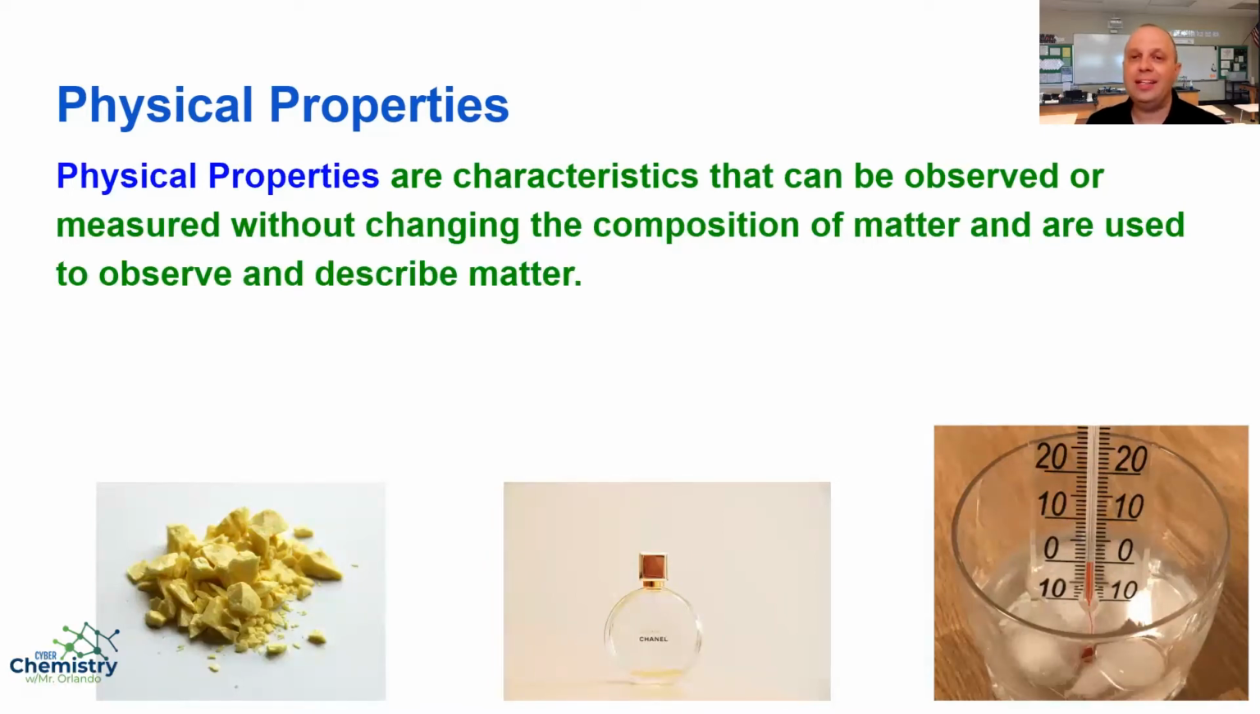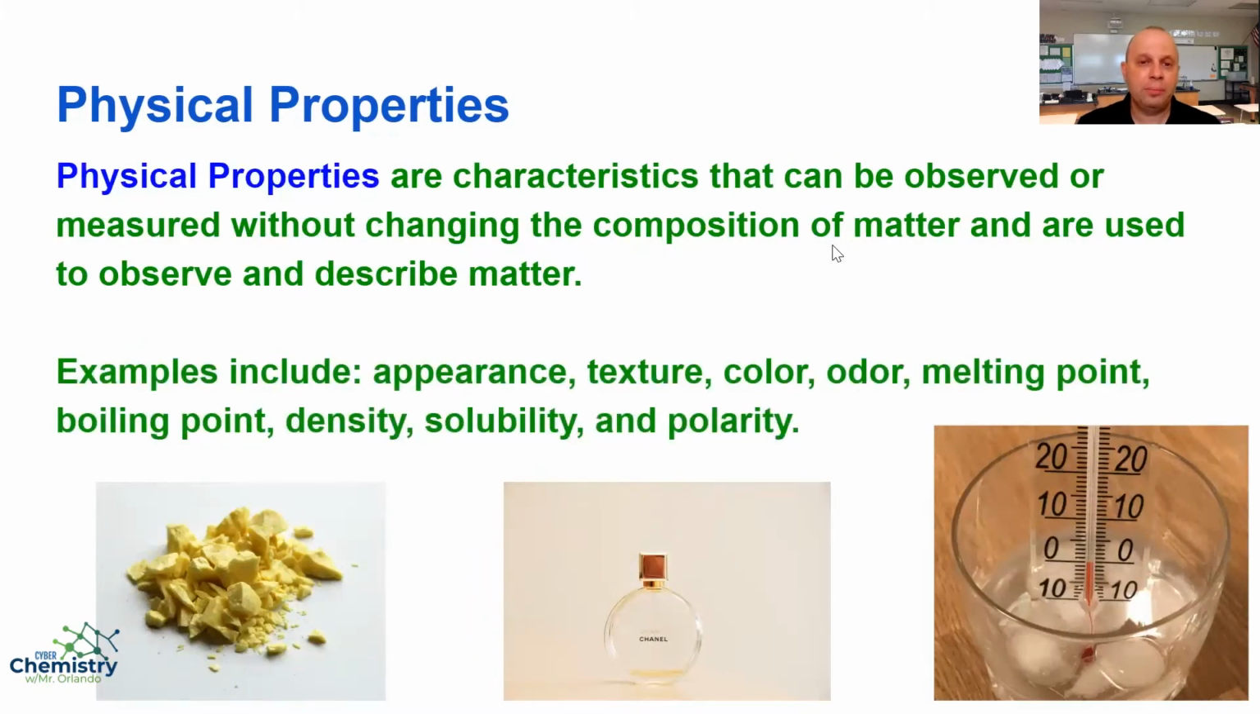And then all the way on the right side, the temperature of something. Regardless of what phase of matter it is, if you're able to measure its temperature, you're not changing that substance per se. So that's got to be a physical property. As examples, I put appearance, texture, color, odor, melting point, boiling point, density, solubility, and polarity. Going through those, appearance, what something looks like, texture, obviously what it feels like if you were to touch it. Sometimes we have powdery materials like sulfur in this case, but also we have smooth material like metals. Color, obviously, odor, what something smells like.